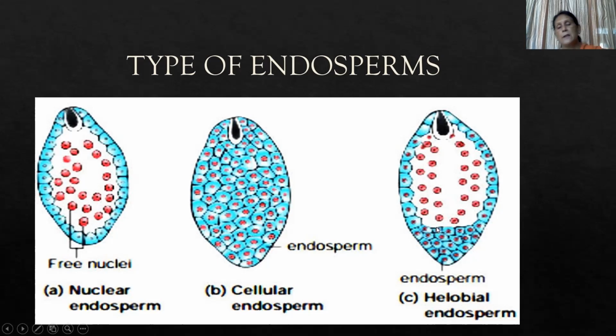Next is the helobial type. Here, it is an intermediate between the nuclear and cellular endosperm. That means the primary endosperm nucleus is divided by a transverse wall into two parts. In one part, the nucleus divides repeatedly without any cellular development, but in the other part, many nuclei are formed, and the nuclei are separated by walls and some amount of cytoplasmic matter into a cellular structure. So in helobial endosperm, one part is nuclear, the other part is cellular.